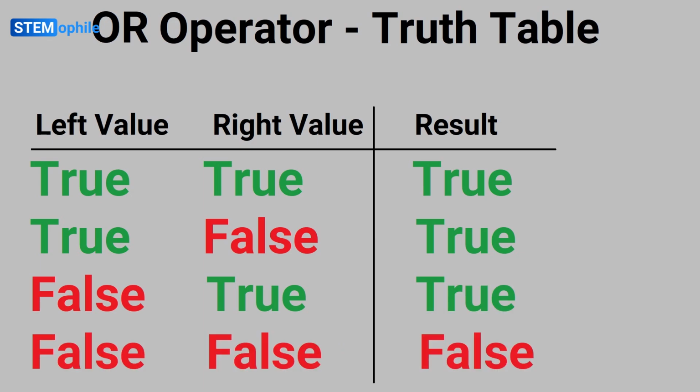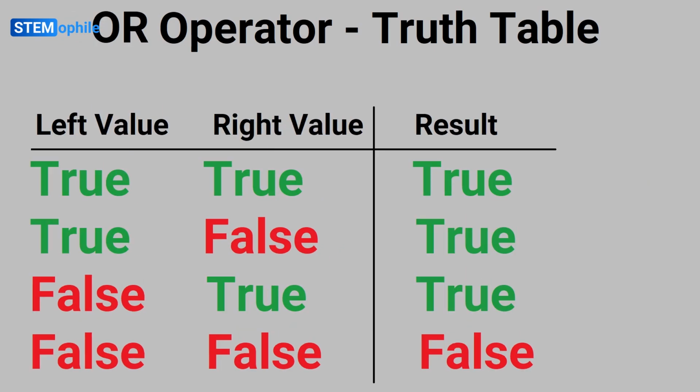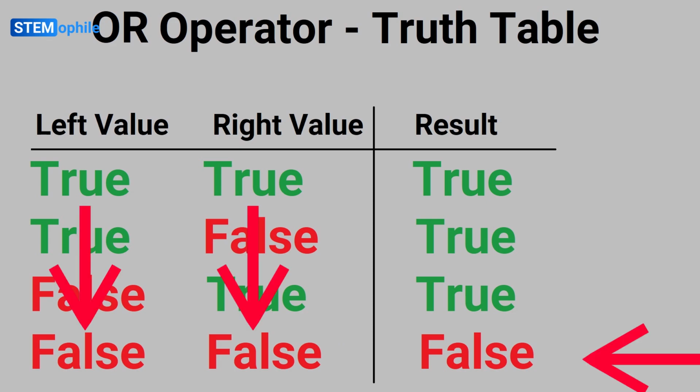So, what's the difference between the AND operator and the OR operator? The AND operator only returns true if both the values are true. The OR operator returns true if at least one value is true. And it only returns false when both values are false.